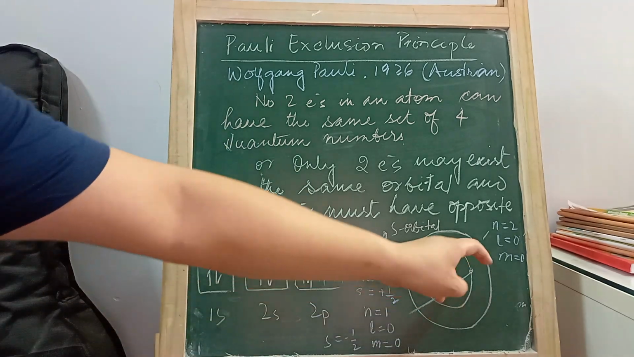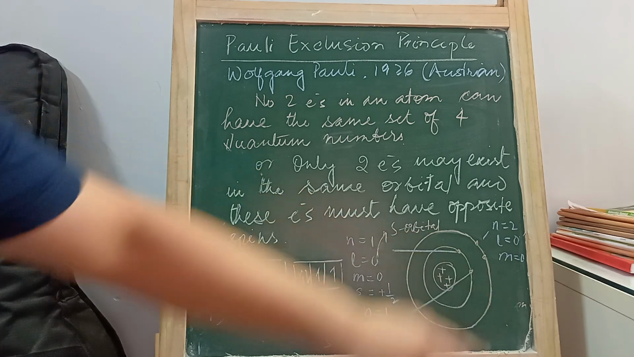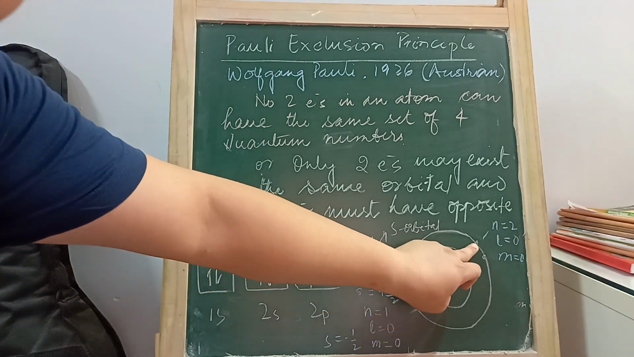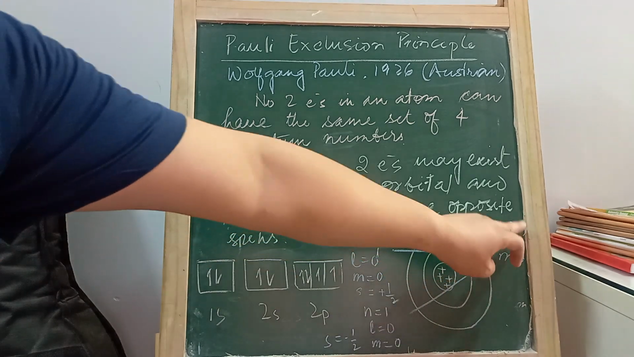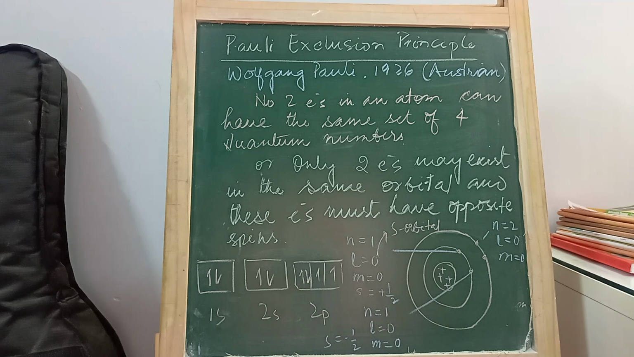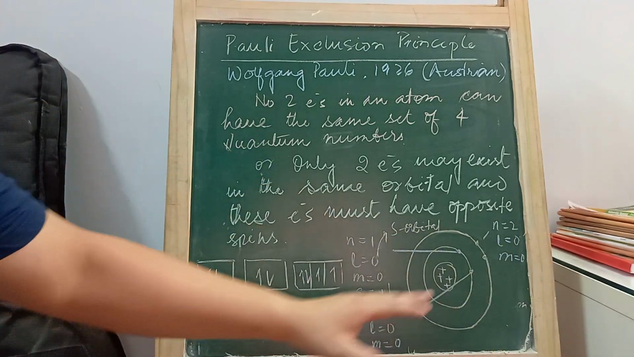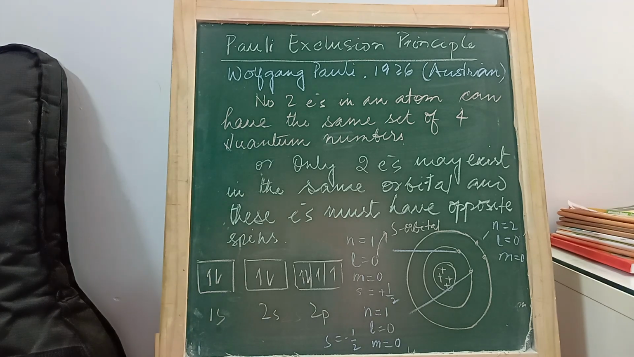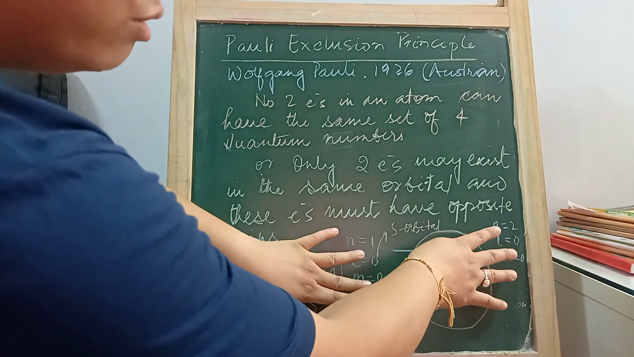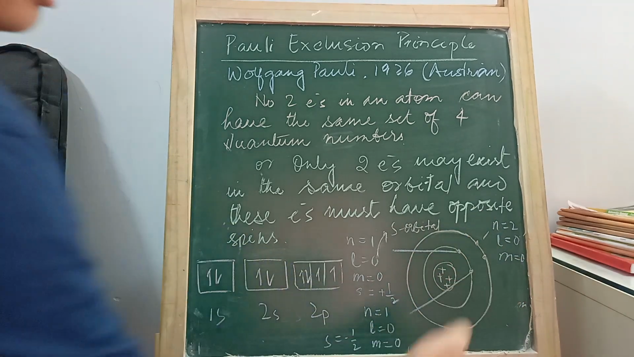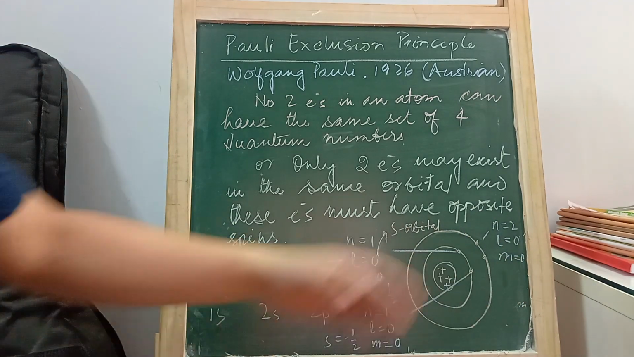Let's consider some other electrons. For example, this one. What about this one? Since this electron is in the second shell, n equals 2, the first quantum number itself is different. So there is no point in looking at the other quantum numbers. It says that the set of four quantum numbers should not be the same. Here, the first quantum number itself is different, so there's no point in looking at the other quantum numbers because they are in different shells.